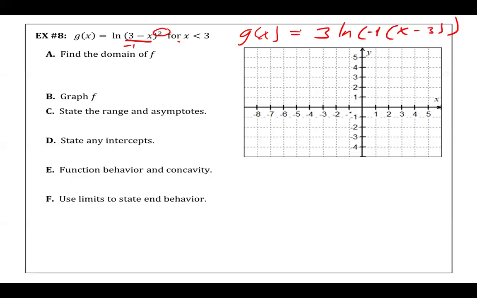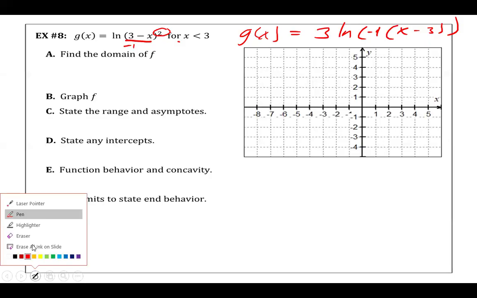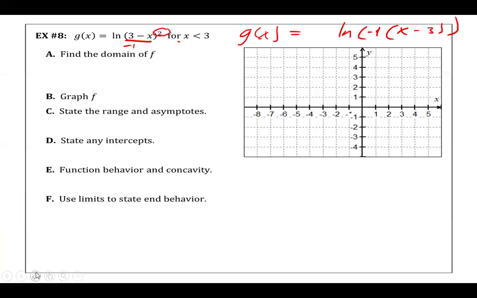I don't know. What are you talking about? There's been a 2 there the entire time. Yep.